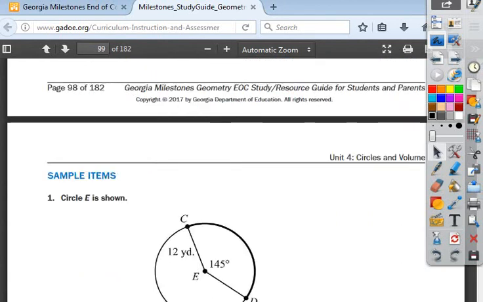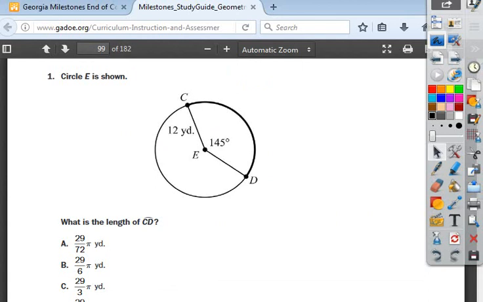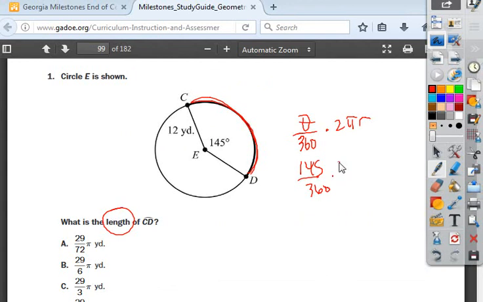It's asking me for the length of that. Degree over 360 times 2 pi r. Why am I doing 2 pi r? Because it said length. So I would say 145 over 360 times 2 pi 12. Again, what kind of answers are they giving me? The exact. So all I'm going to do is the number stuff and then find that number, put pi behind it, and you'll have your answer.